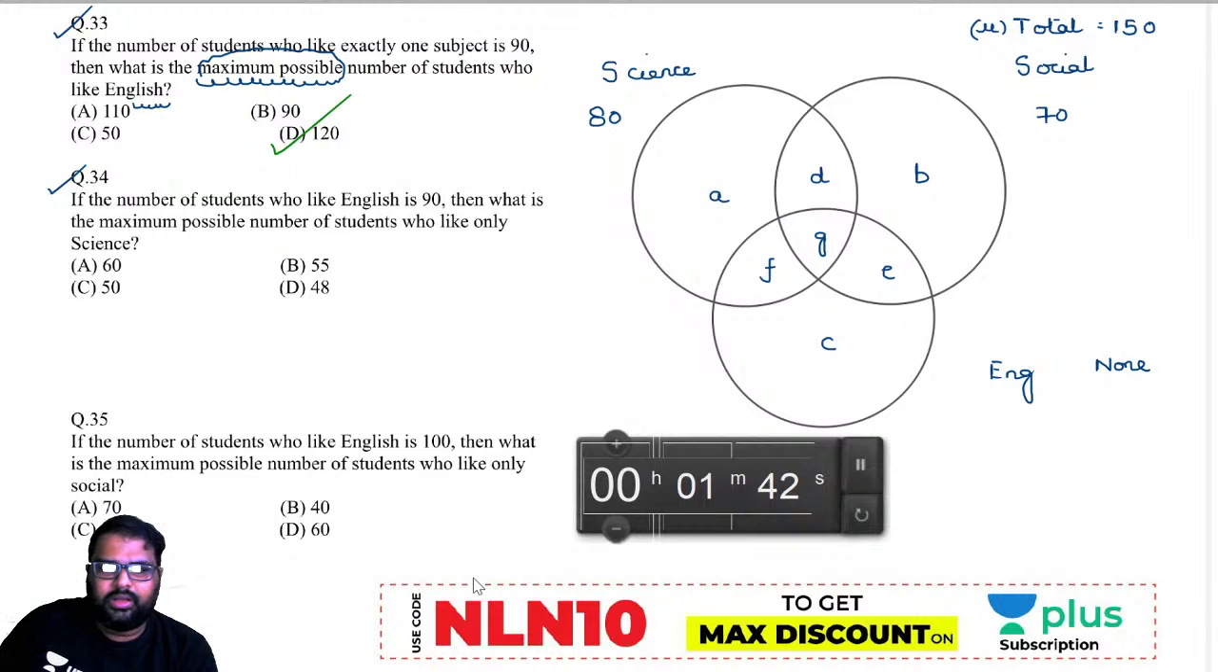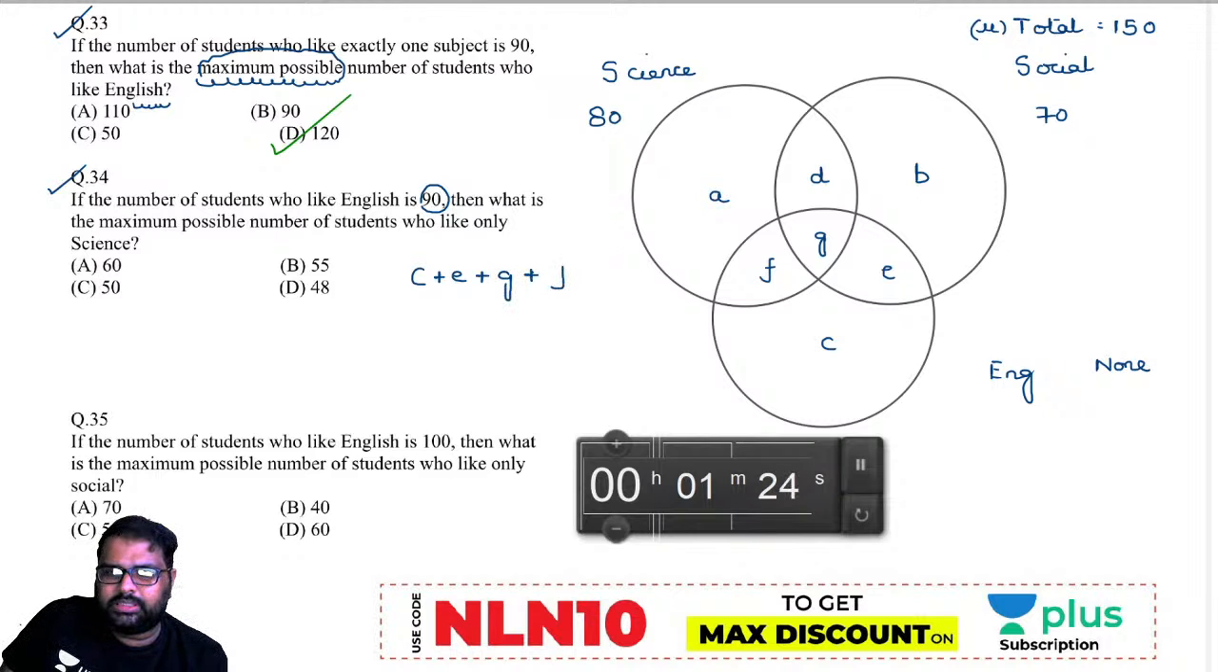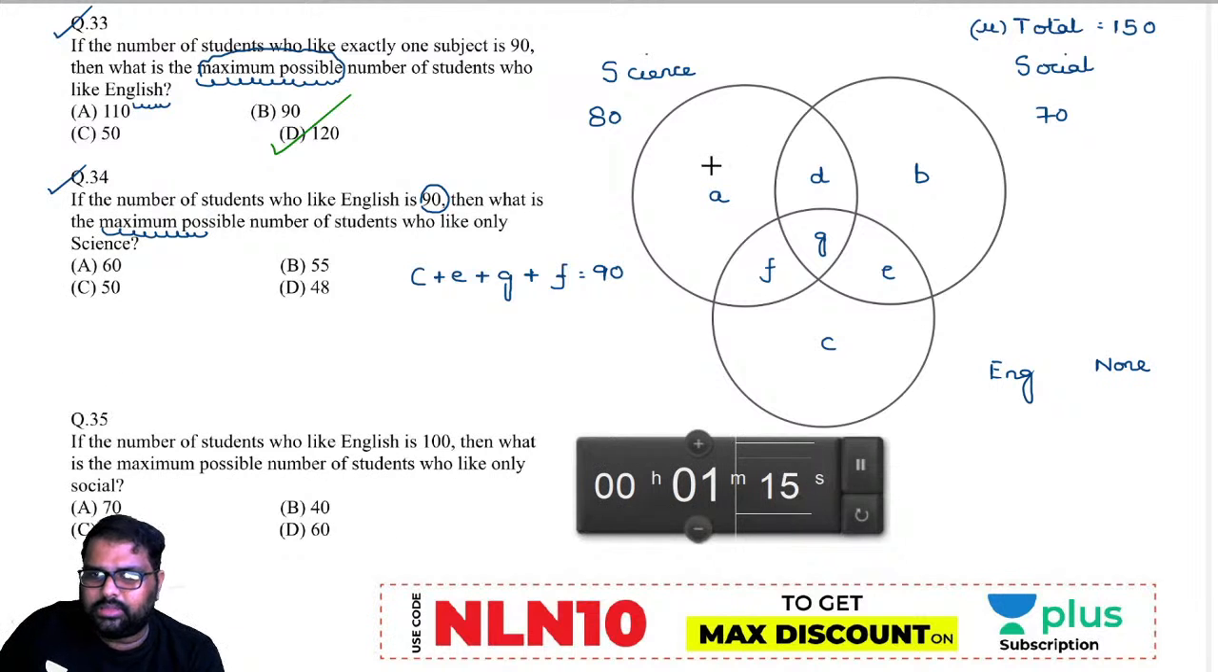34th: if the number of students who like English is 90, it is not only English. This is the point given there, C plus E plus... I am not solving, I am just writing the data there. E plus G plus F is given as 90. Then what is the maximum possible number of students who like only science? So you are asked to find a value, and that has to be maximum.